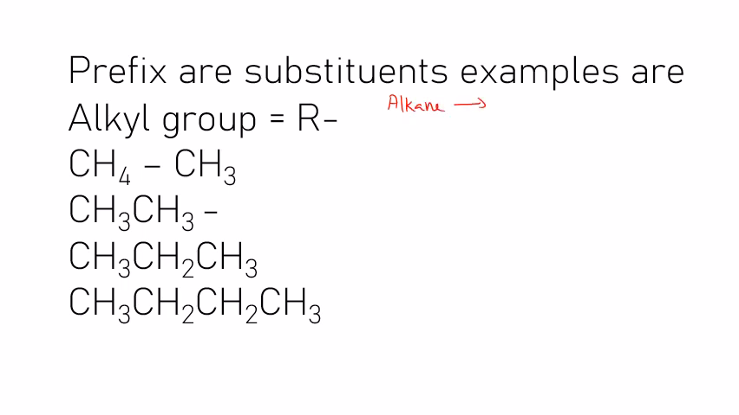Alkanes, by removing one hydrogen, we are getting an alkyl group. So we can see that "ane" is replaced by "yl". Example: CH4 changes to CH3. The first name is methane, and methane changes to methyl. So the methyl group is CH3.